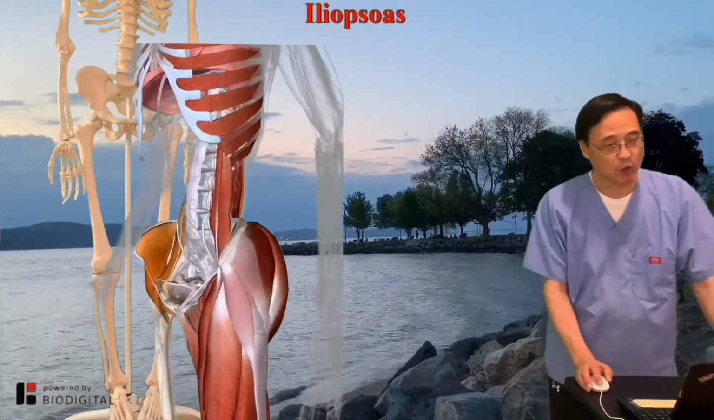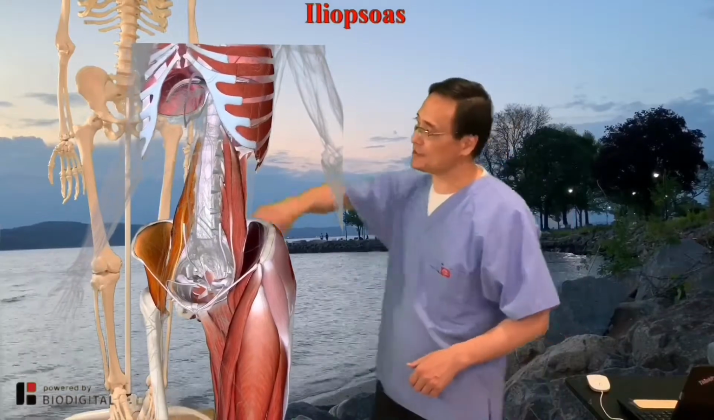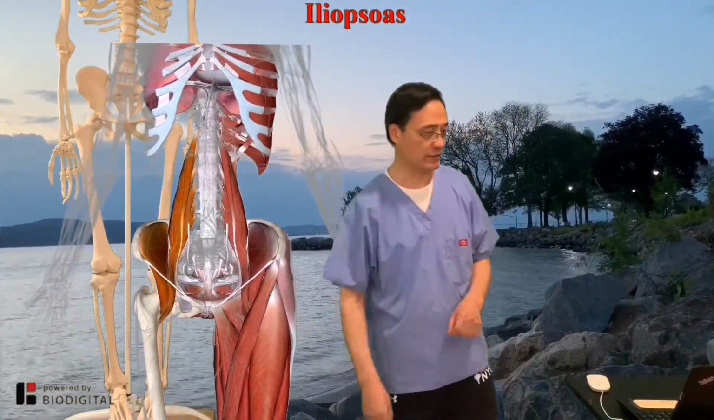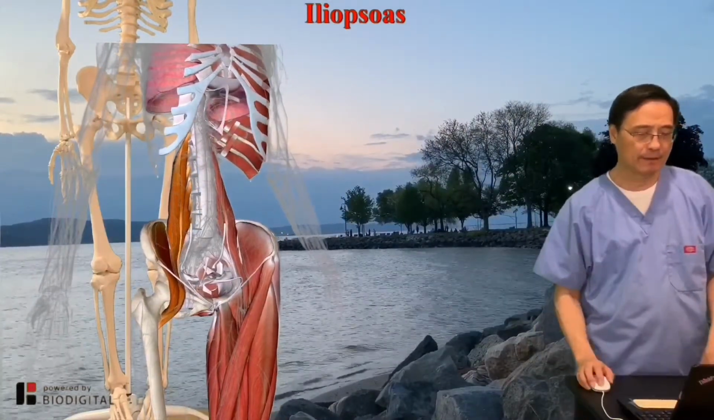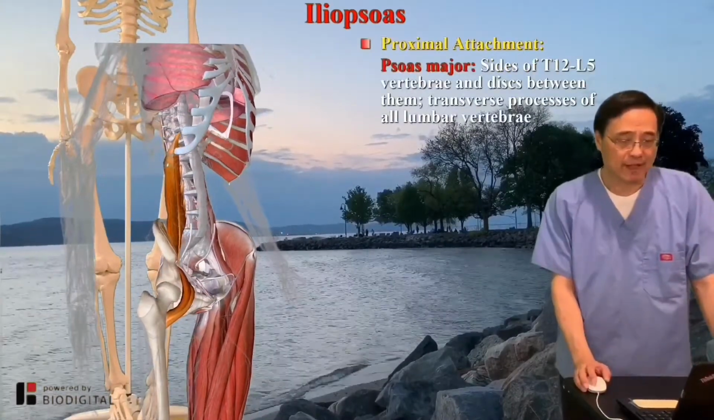Iliopsoas. This is the major muscle of the hip flexor, the major flexor of the hip. Remember, all right? Proximal attachment. Well, we have the psoas major.